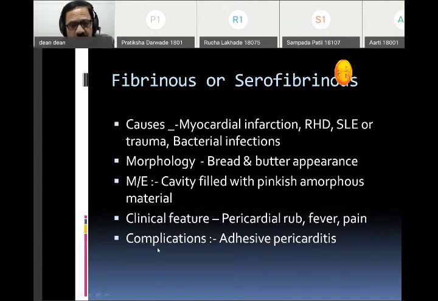What are the complications? Again, if diagnosed early and properly treated, it will become totally normal. But if it is a protracted course, it will lead to adhesive type of pericarditis. Means fibrin formation occurs. There occurs the formation of granulation tissue. So both layers get attached with each other, leading to adhesive type of pericarditis.